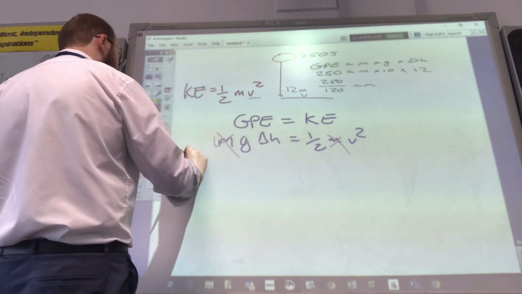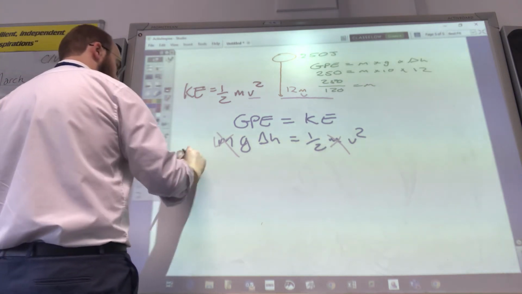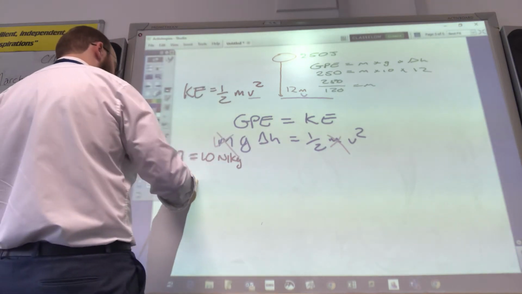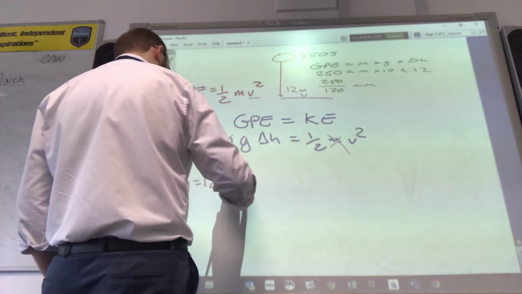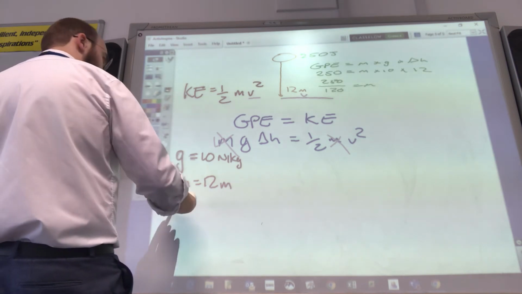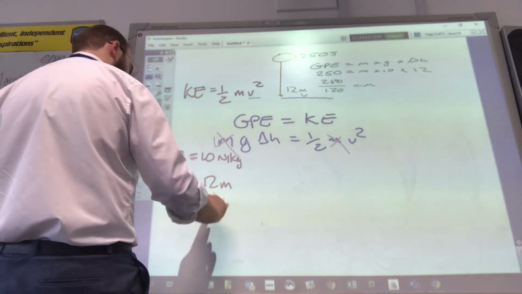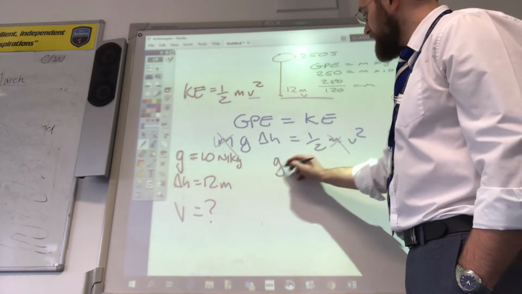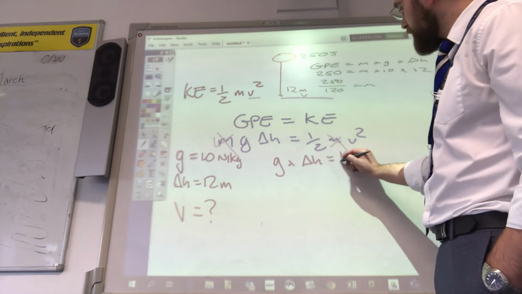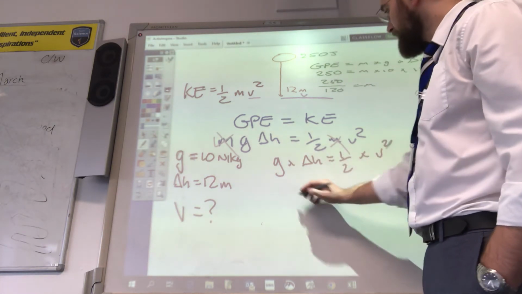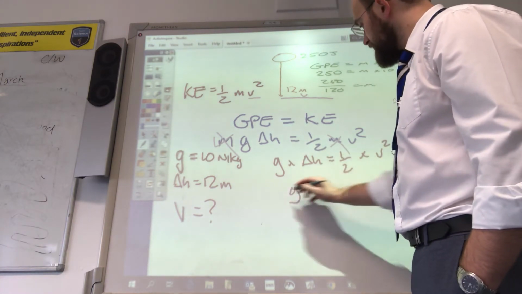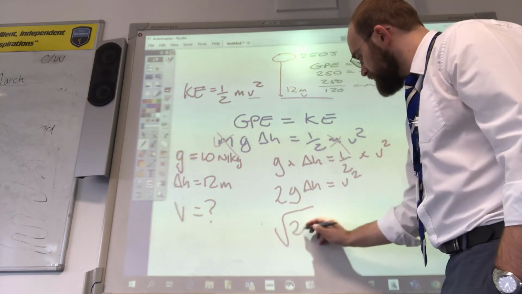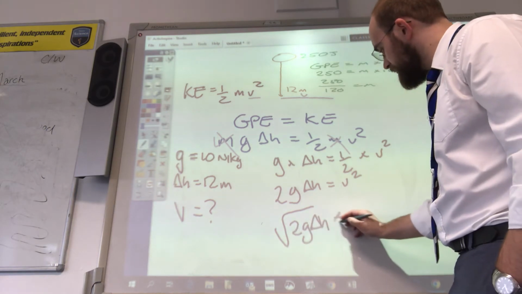What number do we have for gravity? 10 newtons per kilogram. What about my height? 12. Can we start using units when we shout them out, okay? Meters. Thank you. For my velocity, I don't know. So, I will have gravity times change in height is equal to 1/2 times v squared. Gravity, delta h, times 2, we'll cancel that, is equal to v squared. Square root of 2g delta h equals v.